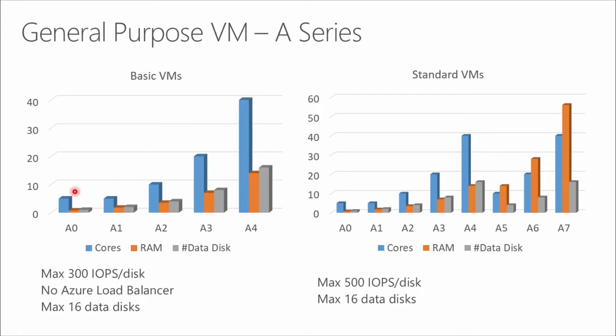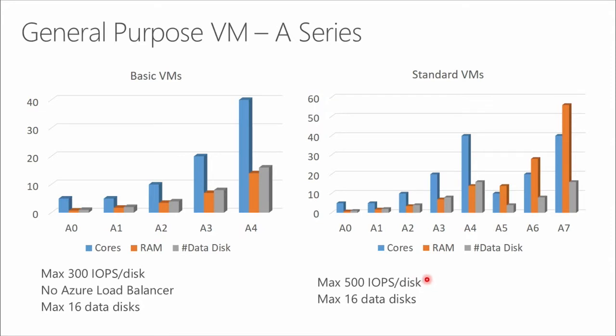So the A0 basic VM is basically the cheapest VM you can find. It has 2 cores. It has up to 4 cores and 2 gig of RAM, and then it grows. And the ratio of number of cores versus the amount of RAM is roughly constant. So the ratio evolves.